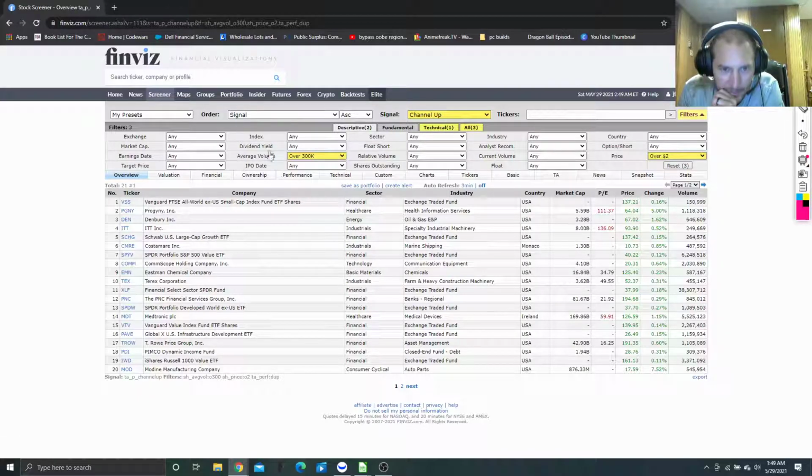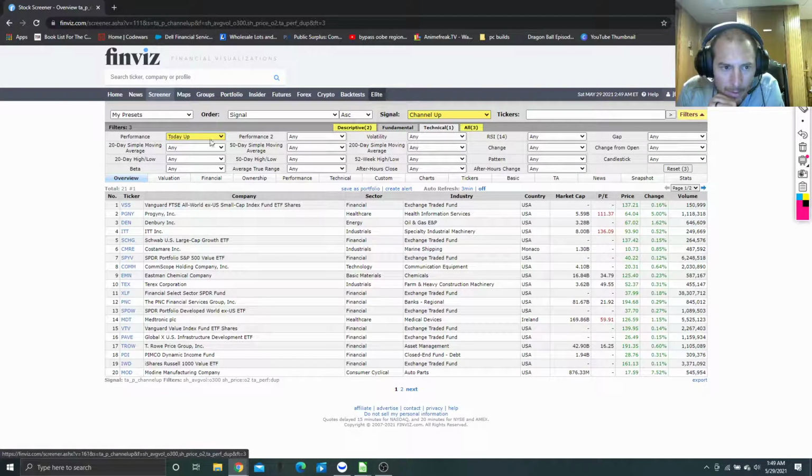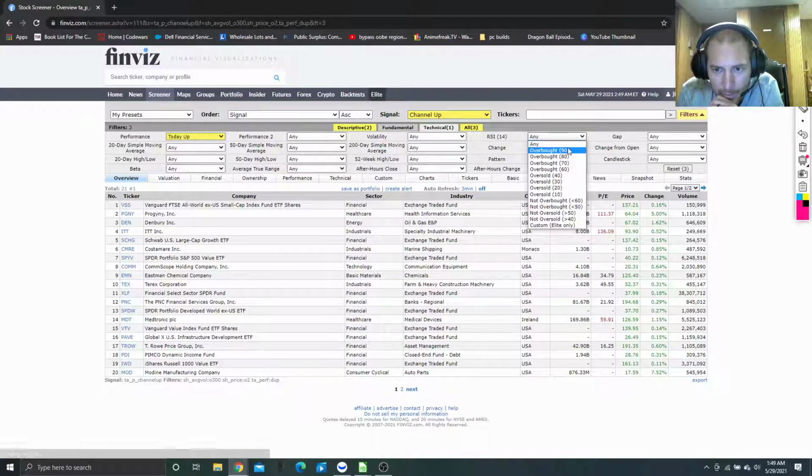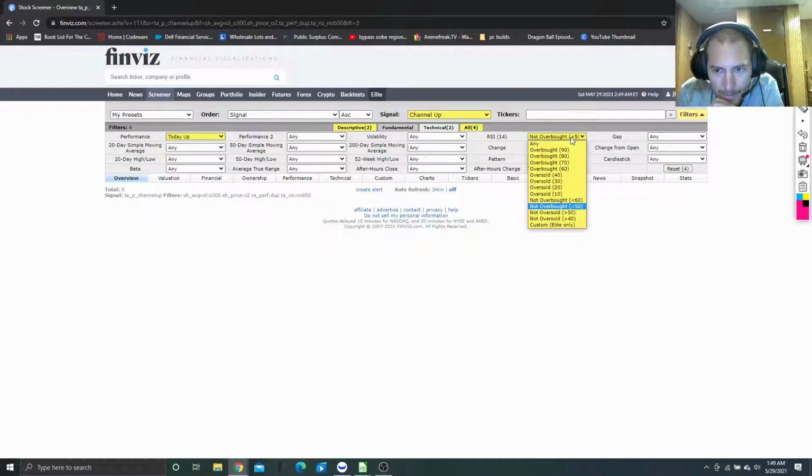So in the descriptive tab, we want volume over 300K and price over $2. And in the technical tab, all we want is the price to be up for today. And then the RSI, remember, we'll just do not overbought, so we don't want the RSI to be above 50. So let's, oh wow. That's crazy.